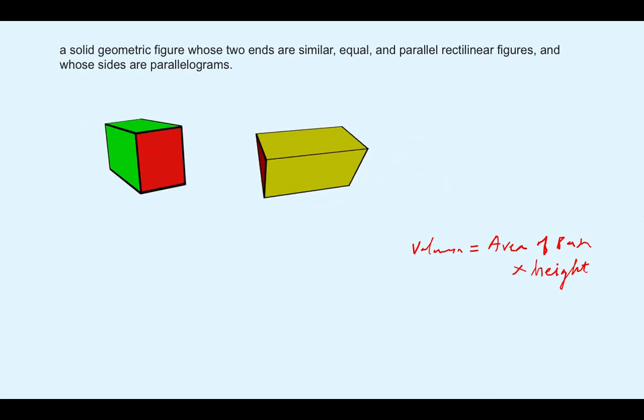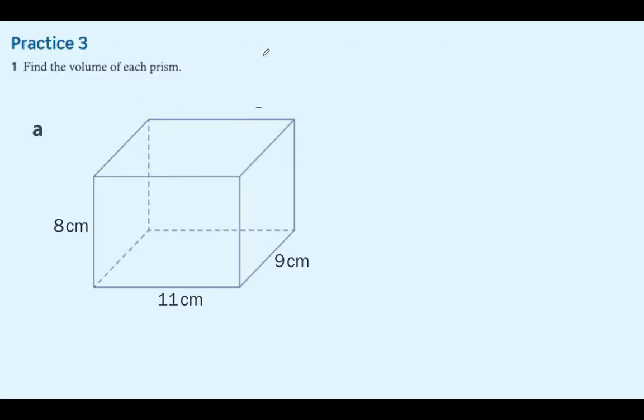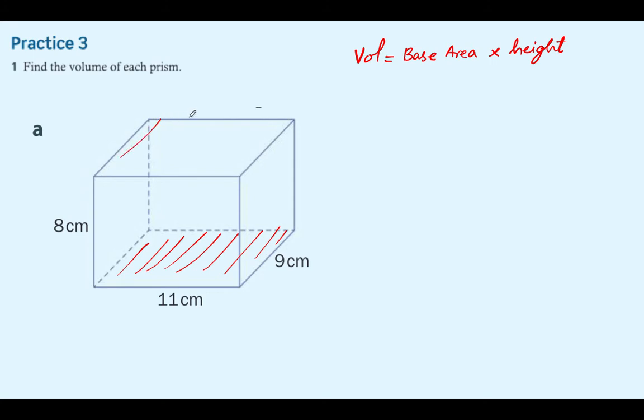So let's discuss question number 1. Find the volume of each prism. So we have to find the volume. As we discussed, the formula for volume of prism is base area times height. The most difficult thing in finding the volume of prism is the identification of the base. So remember, base is that shape which is same at both ends. So you can see if I shade this part, this and the shape at the top are same, so we can say that this is our base. So we need to find the area of base here.